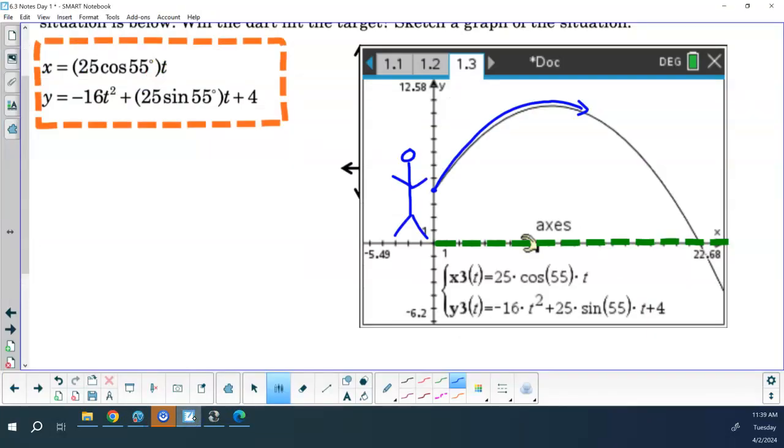20 feet away was the target, and the target went out 3 feet, right? Because it's a circle. Did it hit the target? Did it hit the target? Yeah, it hit the target, because it actually hit 22.68 feet away. So that's within that 20 to 23 foot range.